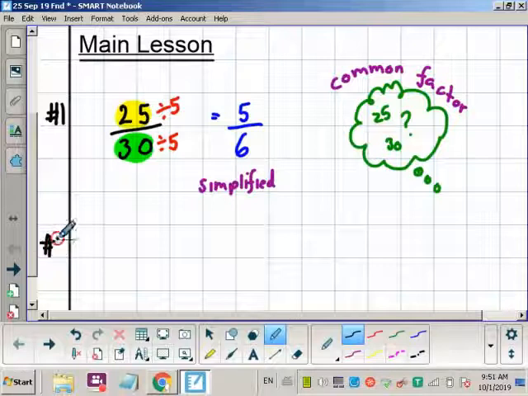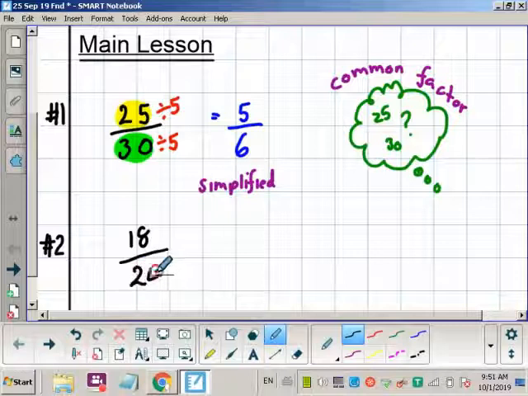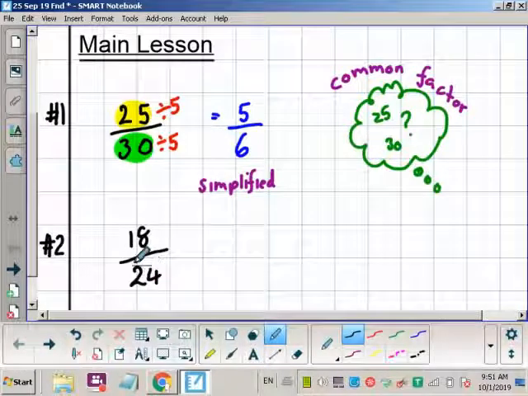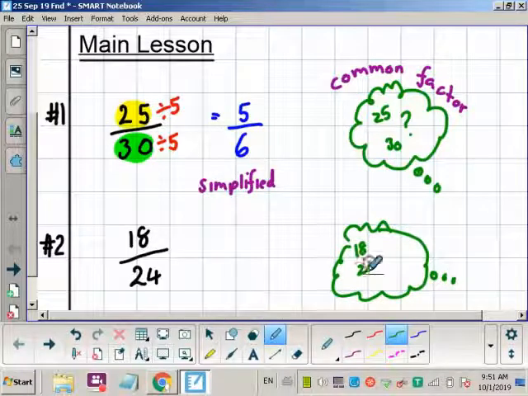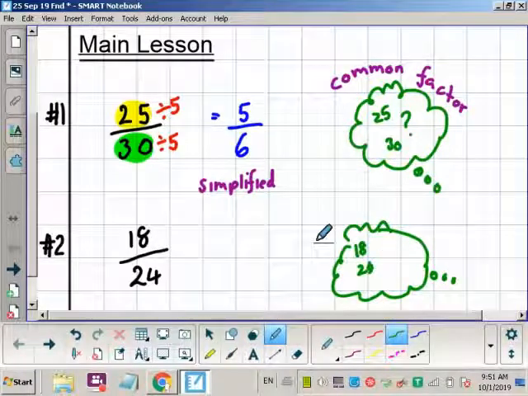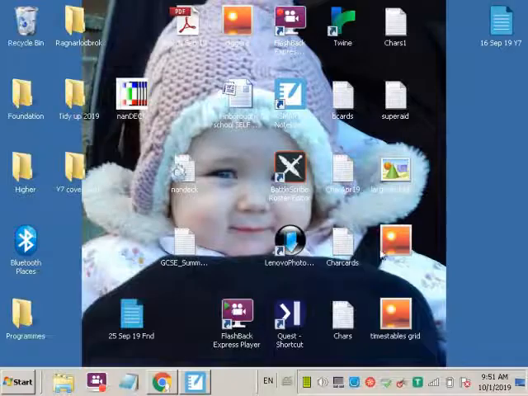Example 2. Because the tricky bit, boys and girls, is trying to find the number that will divide into both the top and bottom. Right, let's go through this one here. So we're looking at 18 over 24. Is there a number that will divide into both 18 and 24? Now, if you've got your planners handy, can you find the numbers 18 and 24 in the same times table?